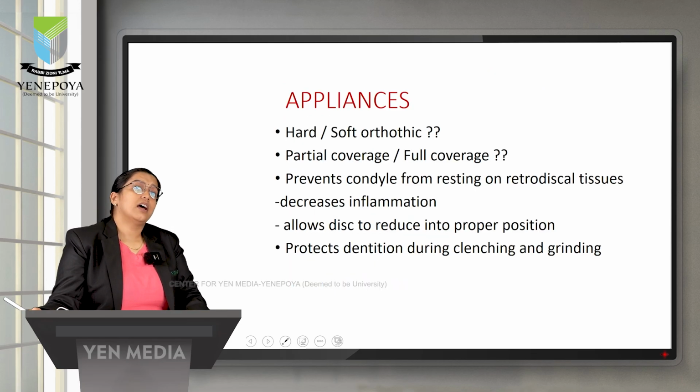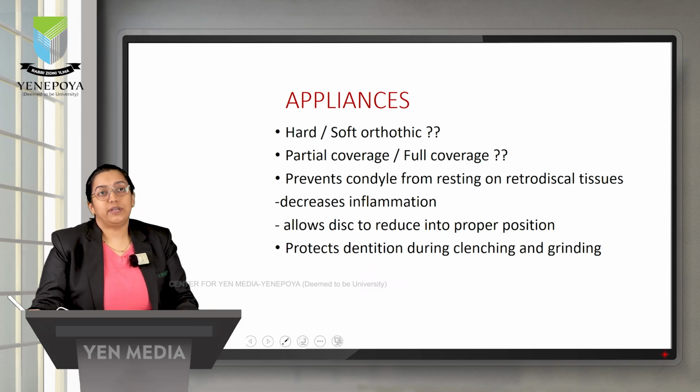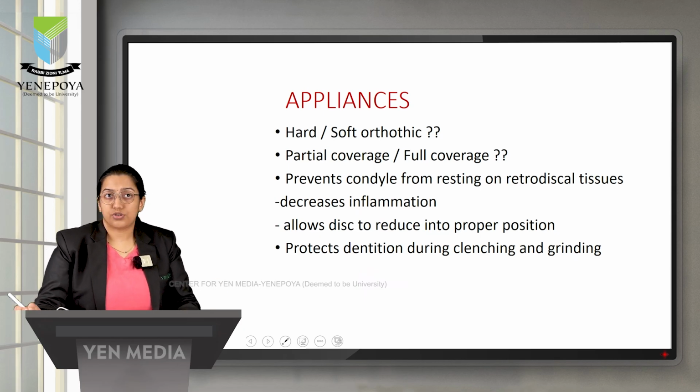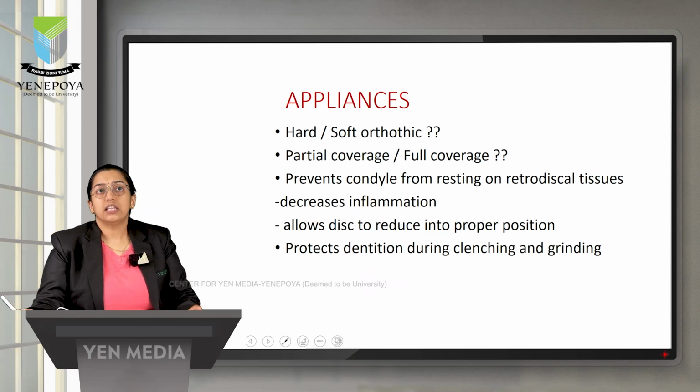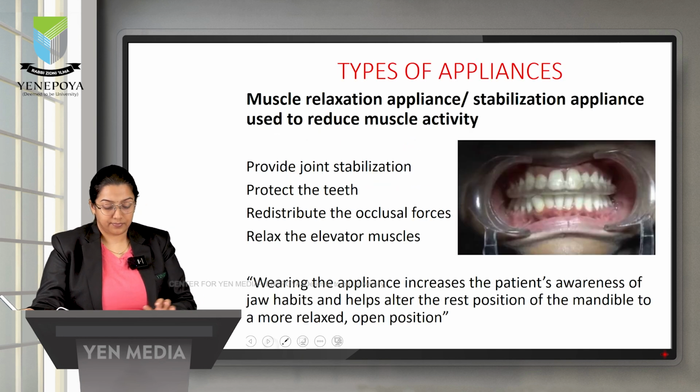Now, appliances. What appliances can we give to a patient? It can be either a hard or soft orthotic splint, or partial coverage or full coverage splints. Now, what do these appliances do? They prevent the condyle from resting on retrodiscal tissues by decreasing the inflammation and allowing the disc to reduce to its proper position. They protect the dentition during clenching and grinding.